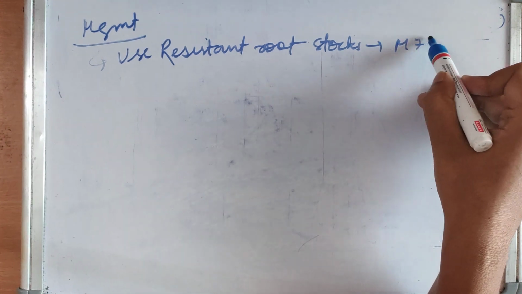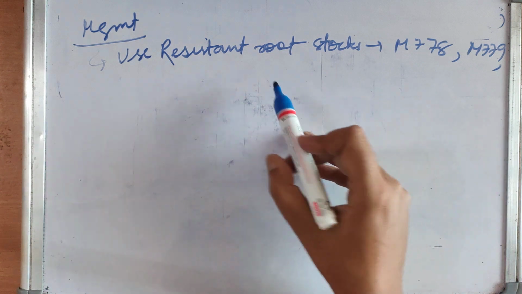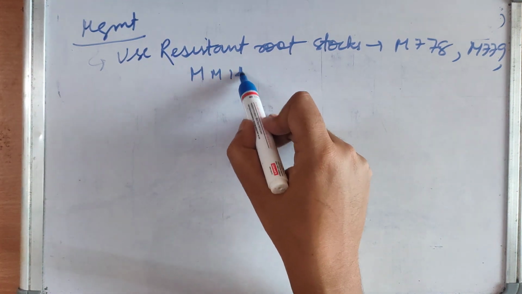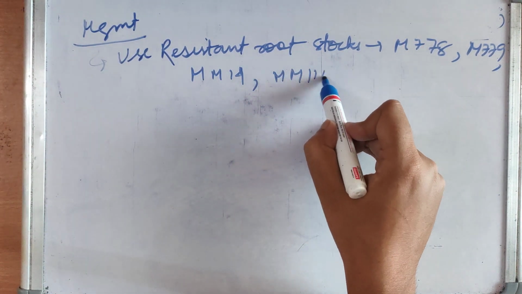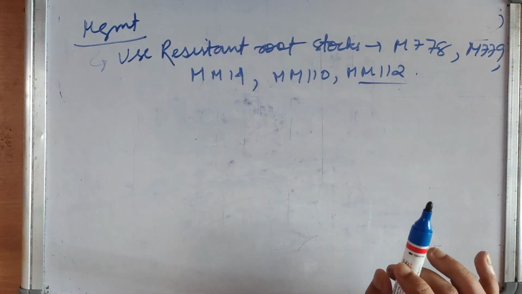Such as M778, M779, MM14, MM1110, MM112. So these are resistant root stocks.